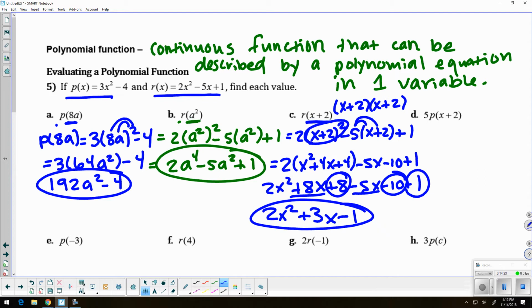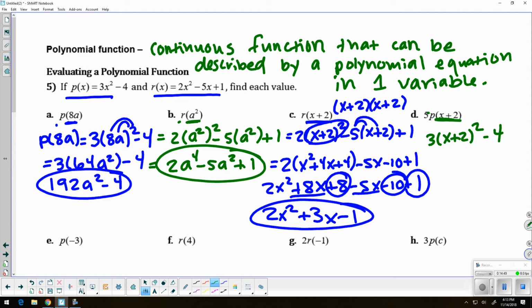Okay, the last one, same idea. See if I can squeeze this in here. But you have that 5 in front. That means you're going to be multiplying 5 times p of x plus 2. So first, let me just plug this in. Plug in x plus 2 into p. So when you plug that in, you're going to have 3 times x plus 2 squared minus 4.